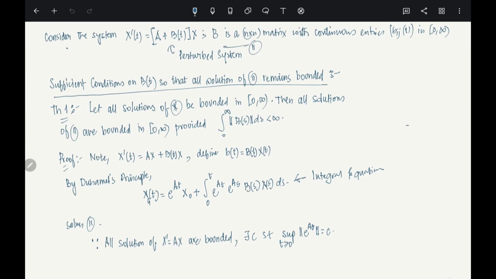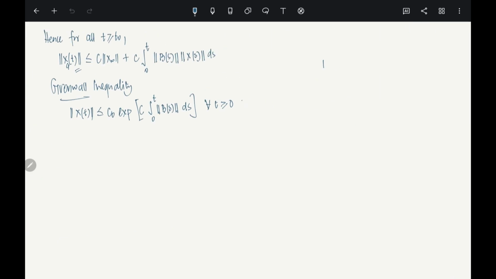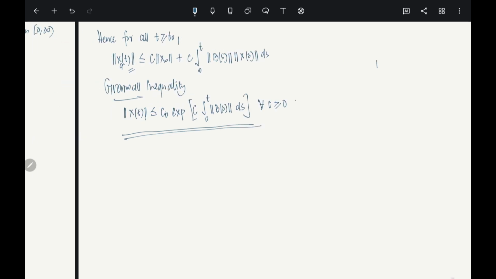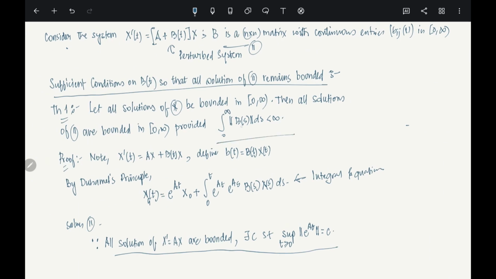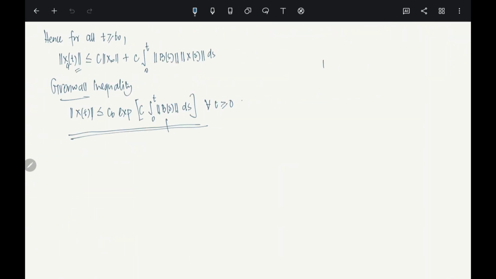See, we assume that all solutions of x prime equals a x are bounded. Once this is happening, this also says that x of t is bounded, right? See, b of t, whatever the assumption is, the integral from 0 to infinity of norm b of s ds is finite. So this part is finite. This is just a constant. So exponential of some finite constant, right? So norm x of t is always bounded, and this is for any solution.